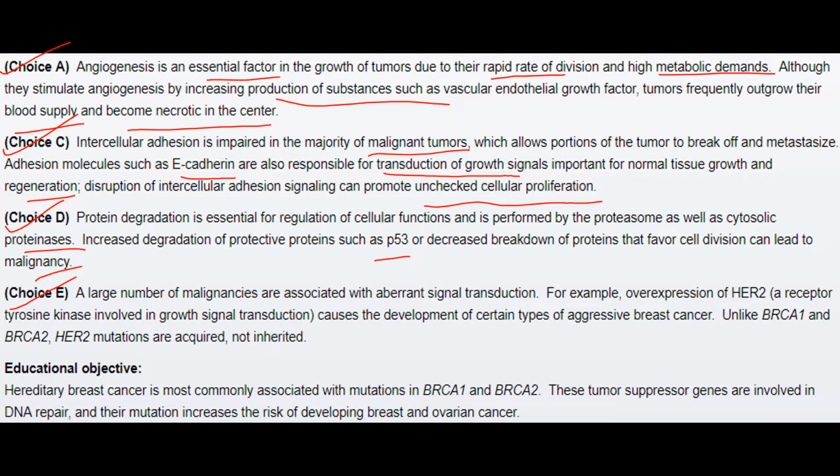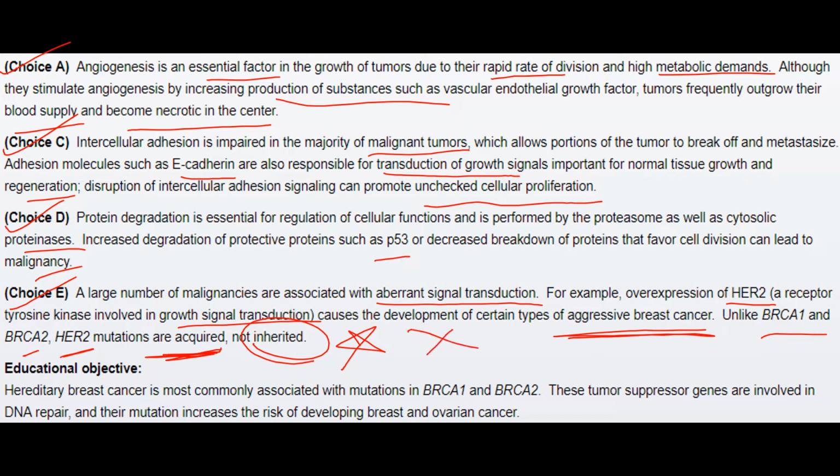In choice C, a large number of malignancies are associated with aberrant signal transduction. For example, overexpression of HER2, a receptor tyrosine kinase involved in growth signal transduction, causes the development of certain types of aggressive breast cancer. But unlike BRCA1 and BRCA2, HER2 mutations are acquired and they are not inherited. Please do remember this. Since they were acquired and they are not inherited, hence this was not the appropriate answer.